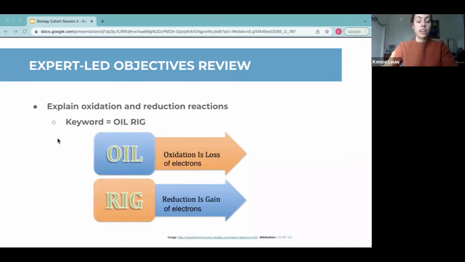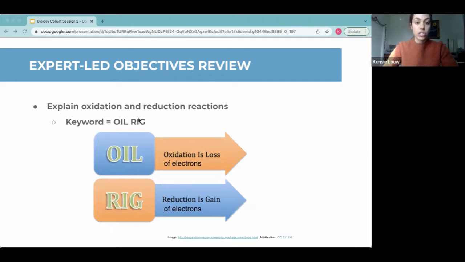So first, explain oxidation and reduction reactions. The key word to remember with these is actually an acronym, OIL-RIG. This stands for OIL, oxidation is loss of electrons, and RIG, reduction is gain of electrons. So keep that in mind the whole time we're talking about redox reactions.